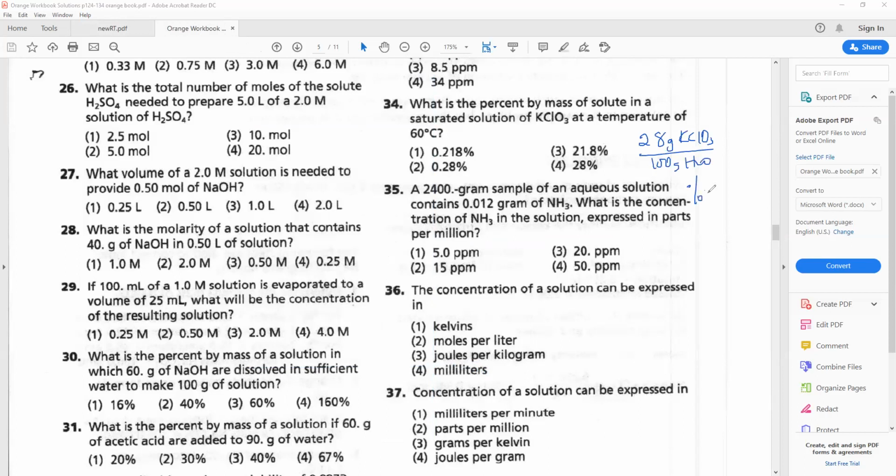So percent by mass is part over whole times 100. What is the part? Well, it's the 28 grams. What is the total solution? It's the salt and the water. So it's 100 plus 28 is 128, times 100. So when we do this math, 28 divided by 128 times 100, we get an answer of 21.8.